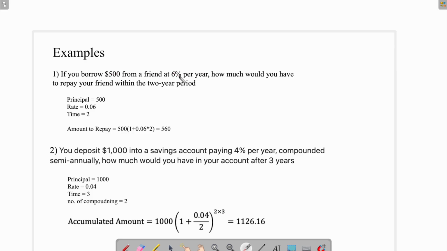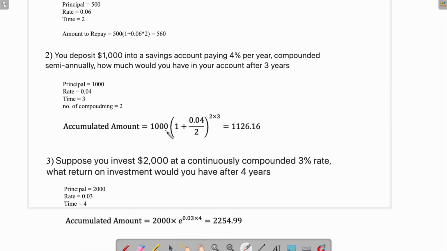Our rate is, so here we are in terms of per year, as you can see. So this would be annually. Annually means once per year. So the rate would be 0.06 per year. And we say we're going to pay him back in 2 years. So the time is 2. So just plugging all that in, we have 500 bracket 1 plus 0.06 times 2. And the amount we have to pay our friend back after 2 years is $560. Awesome.